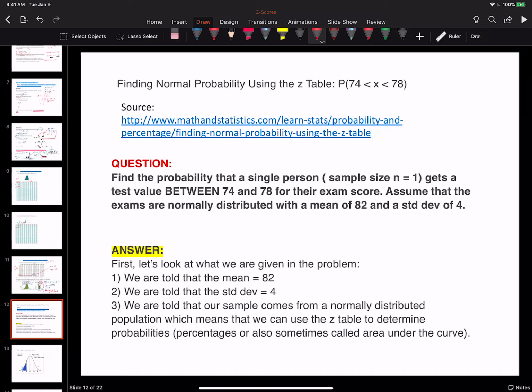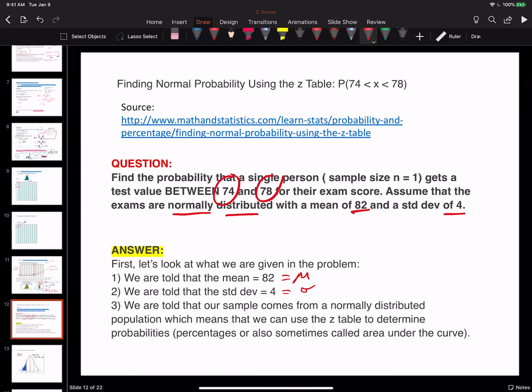Next, find the probability that a single person, sample size equals 1, gets a test value between 74 and 78 for their exam score. Assume that the exams are normally distributed. If they're normally distributed, we could use the table with a mean of 82 and a standard deviation of 4. So the mean is 82, this is mu. The standard deviation is 4.